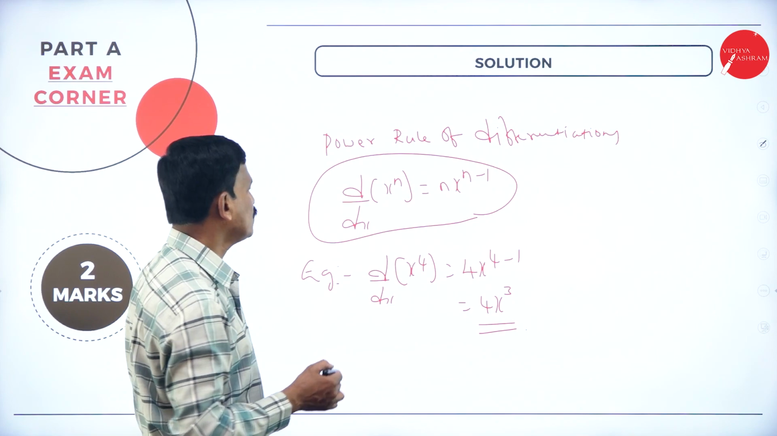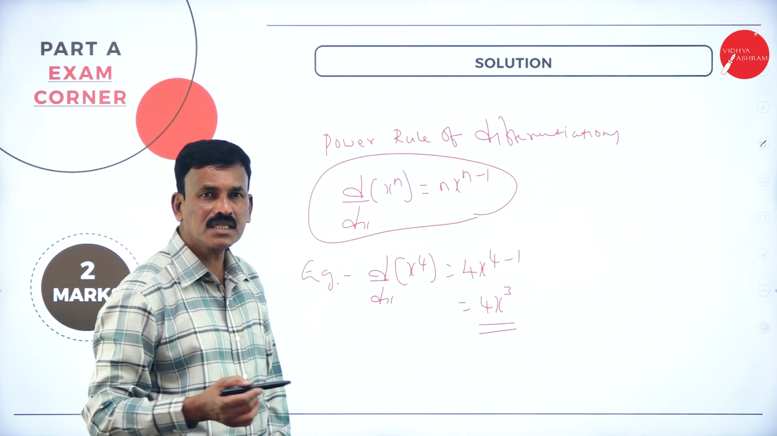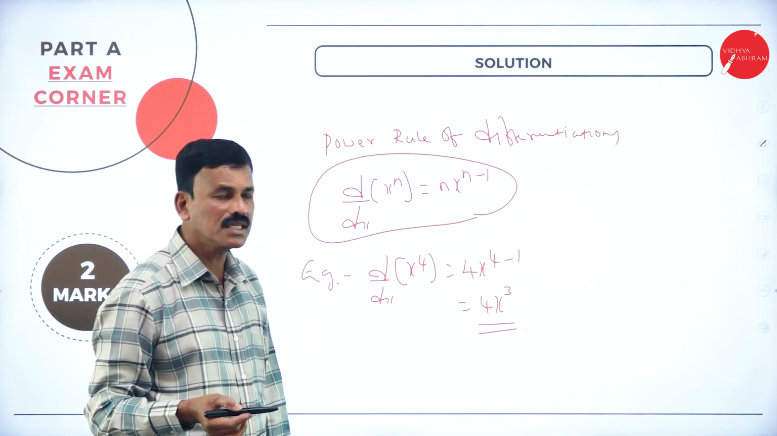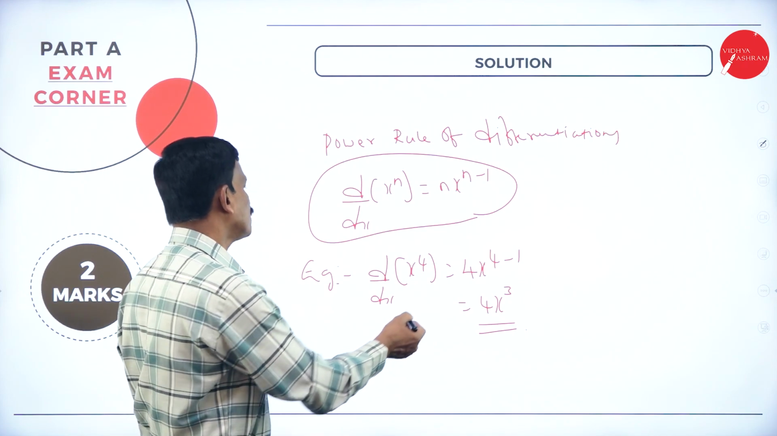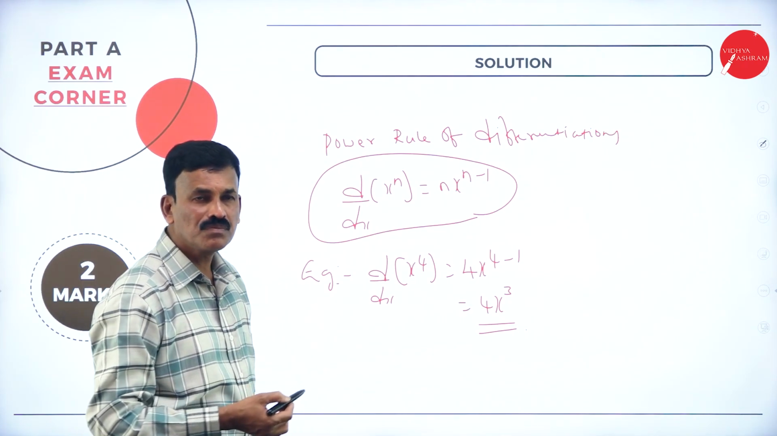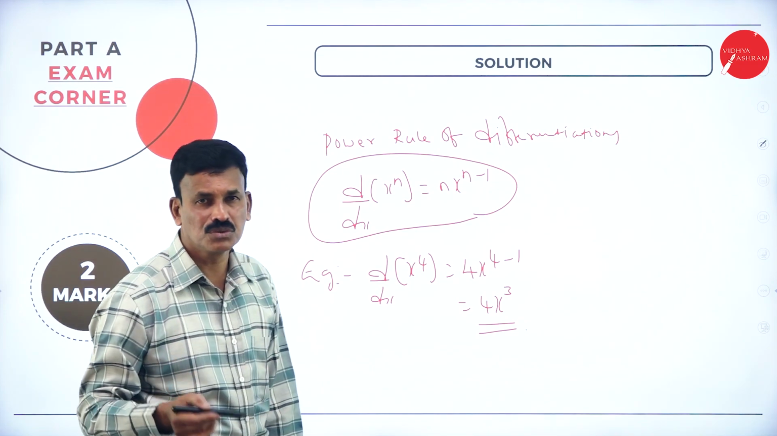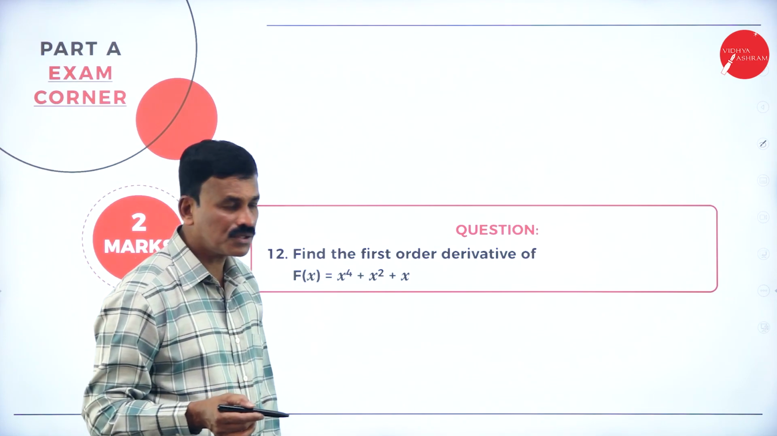So, d by dx of x to the power of n is nx to the power of n minus 1, where n is a rational number, positive or negative fraction. For example, d by dx of x raised to 4 is 4x to the power of 4 minus 1, which is 4x cube. So, if you write this much, you will get 2 marks. Now, move on to the next, last in this 2 marker question.